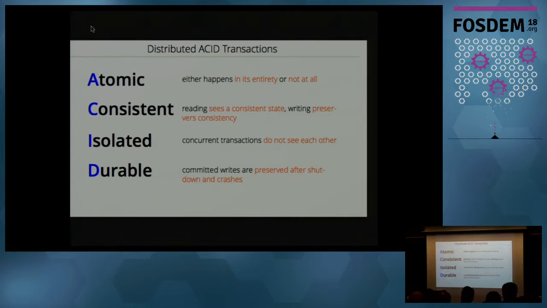So distributed ACID transactions. Database world, ACID. First of all, atomic: the entire transaction either works entirely or not at all. Consistent: so I see a consistent state when I start my transaction, and if something happens in between by other users, I don't see this state. Isolated: so concurrent transactions don't see each other. And durable is whenever I crash, it's still there.